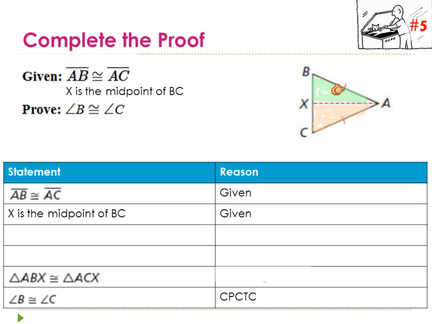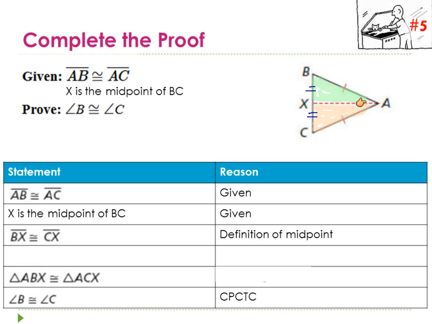What do we know about these two triangles? We know that these two sides are congruent. We have one side, and we know that this is a midpoint. What does the definition of a midpoint tell us? The definition of a midpoint tells us that it breaks this segment into two equal parts. So BX is congruent to XC. So let me draw that here, symbolize that with these two lines. So now we have two sides that are congruent.